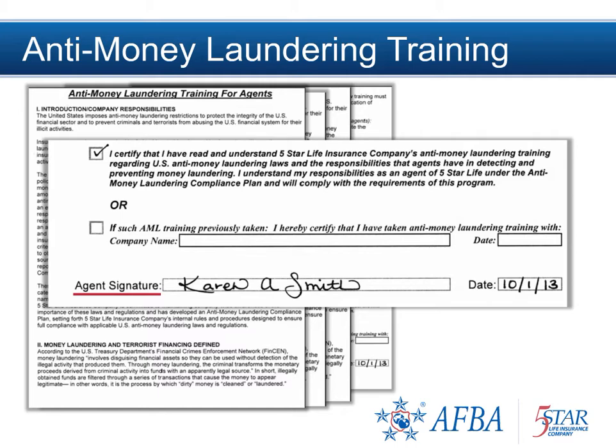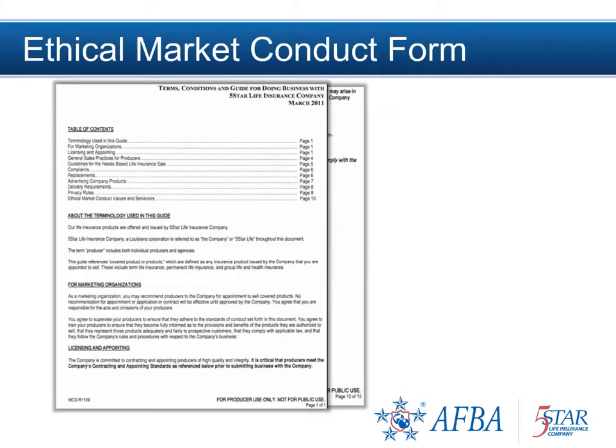Annual anti-money laundering training is required for agents selling products with cash values. The course is administered electronically by 5-Star Life Insurance Company via We Comply. All agents are required to either take the course through our vendor or submit a certificate of completion of an anti-money laundering training course that is acceptable to 5-Star Life. Please note, agents selling term-only products are exempt from the annual requirement.